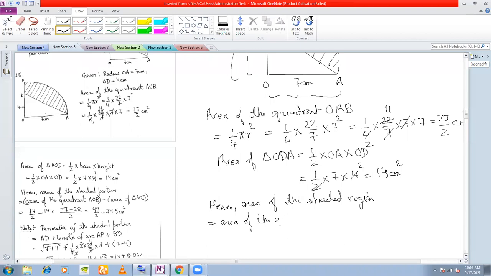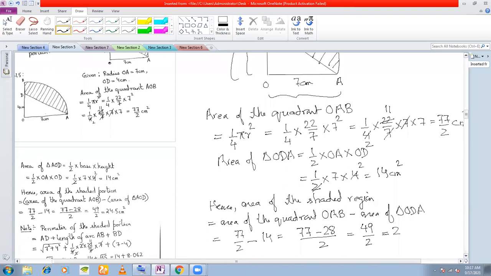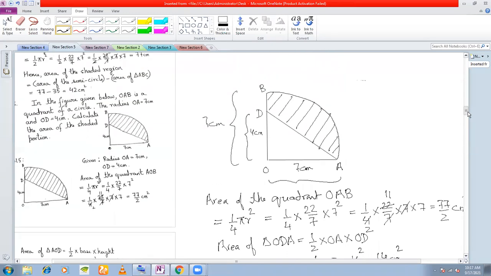The quadrant OAB minus area of triangle ODA. Area of quadrant is 77/2 and area of the triangle we have found above to be 14. To take the LCM, you get 77 minus 28 divided by 2. So you get 49 divided by 2, which is equal to 24.5 centimeter square. That is the area of the shaded region.